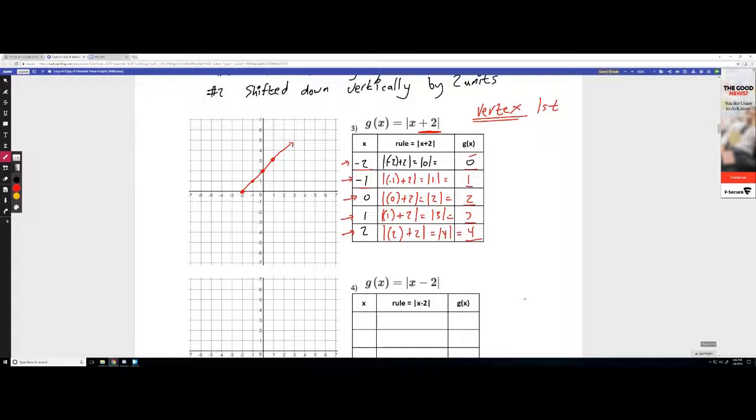All right, so let me ask you a question. What number can I plug in for x to where I get a 0 inside? It's -2, right? Because we just found it right here. So instead of picking 0 as my middle number, maybe I should have picked -2, because my vertex is at -2 comma 0.